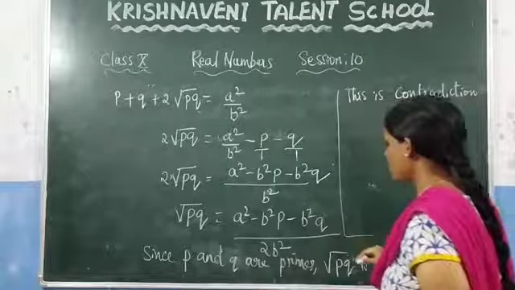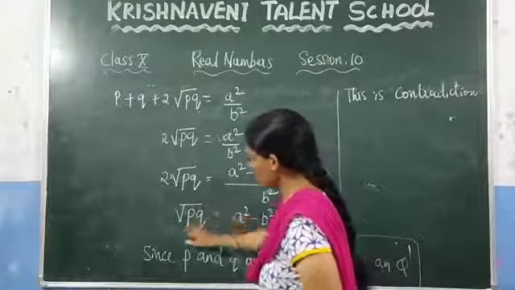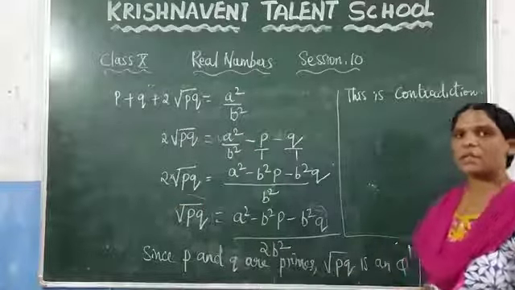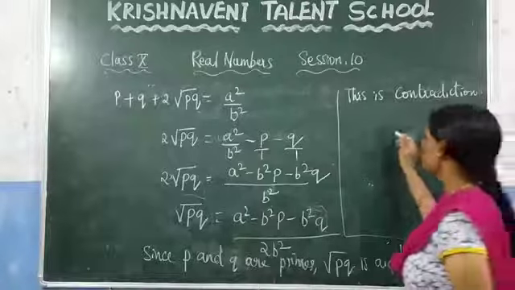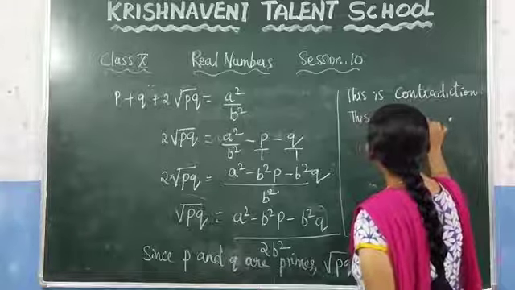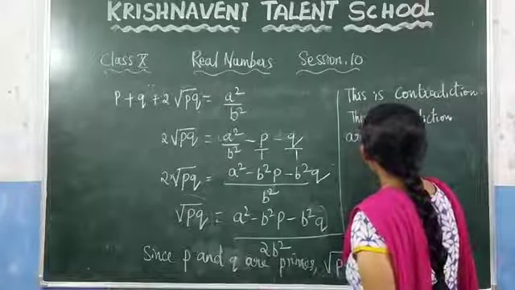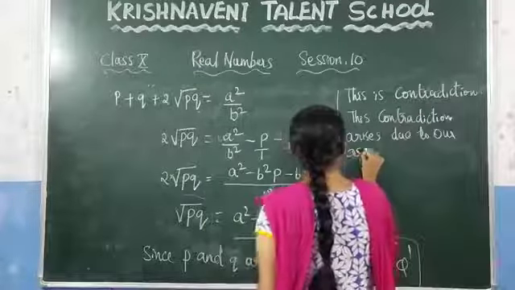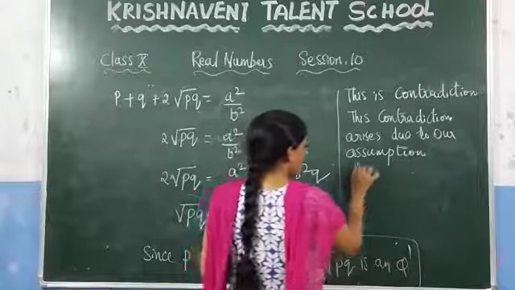Why is this a contradiction? Because here we got this one as a rational number, and we just proved that this one is irrational. If both p and q are primes, we can say that root pq is an irrational number. For that reason, we got a false equation. So we can say that this is a contradiction. Write it here. This contradiction arises due to our assumption. What have we assumed here? Due to our assumption, root p plus root q is rational.